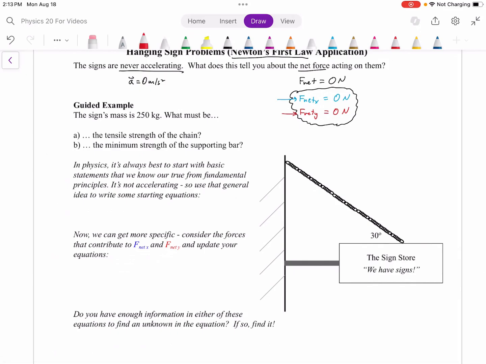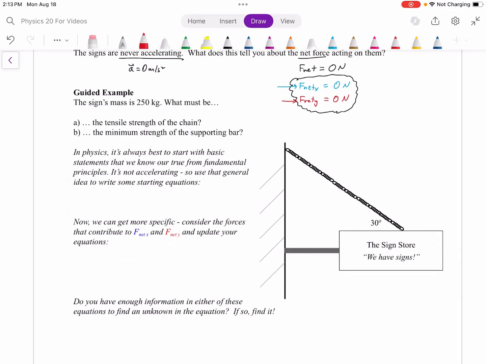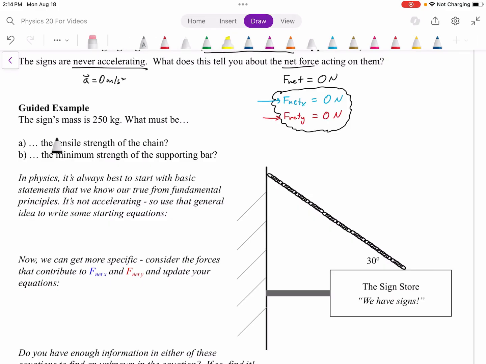So let's try a guided example here where it's going to walk us through step by step. It tells us that this sign's mass is 250 kilograms. So what must be the tensile strength of the chain and the minimum strength of the supporting bar? So what's the force of tension that the chain must need and the strength of this supporting bar here? So what's the force that it's able to take?